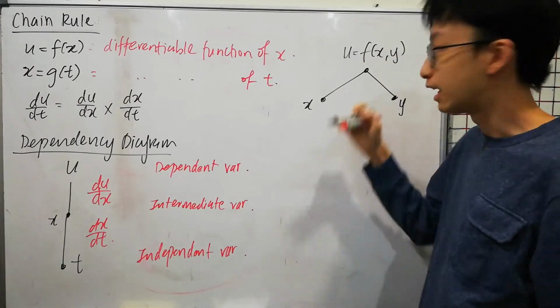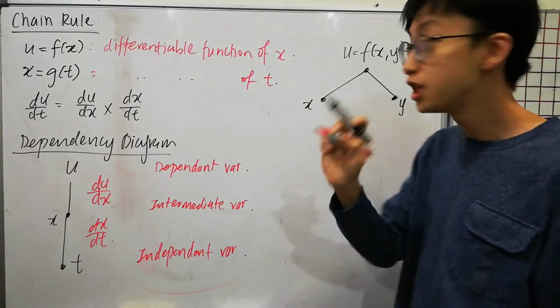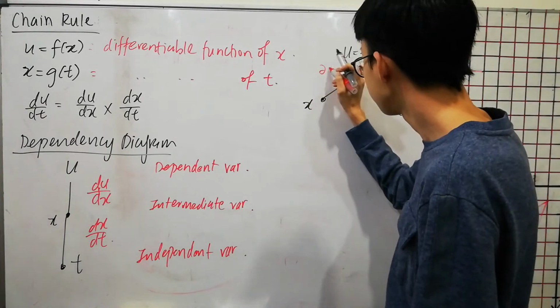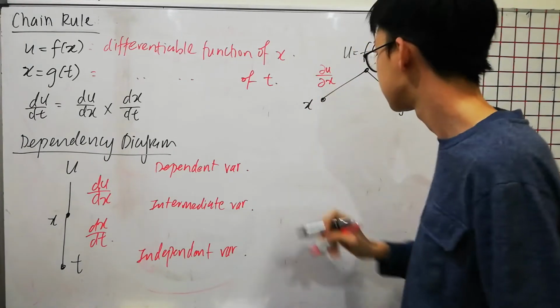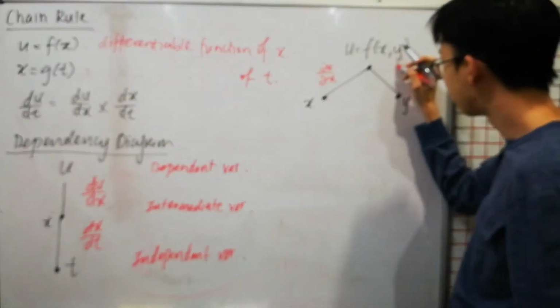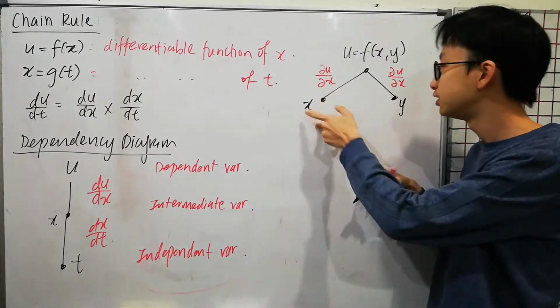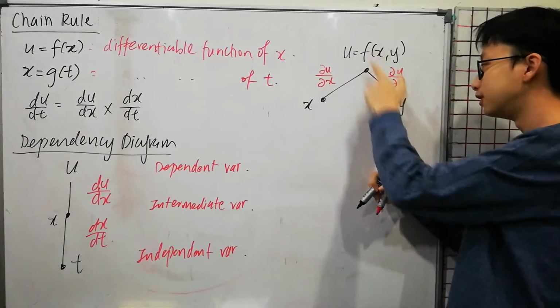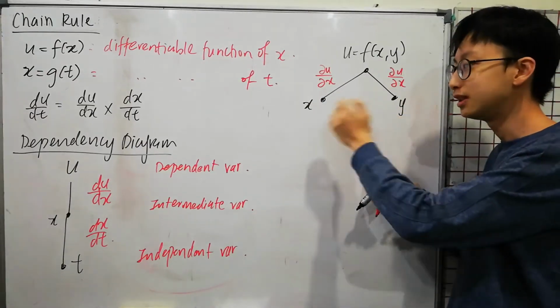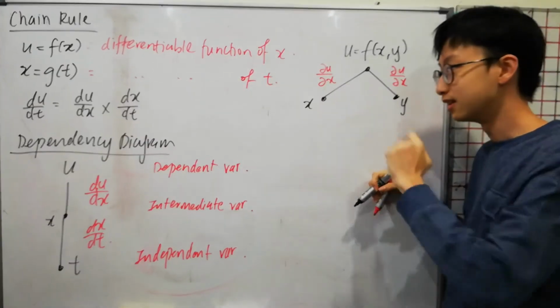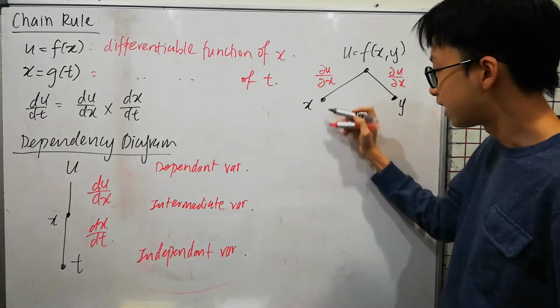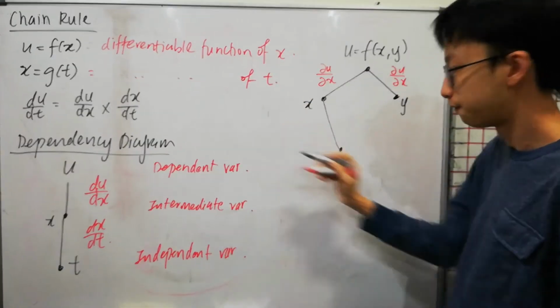So the only thing we can do here is to take the partial derivative. So it is partial u, partial x. And for y, we'll have partial u, partial y. So temporarily we are treating y as a constant. And for this part here, temporarily we are treating x as a constant. And after this step, we want to get in terms of t, right?